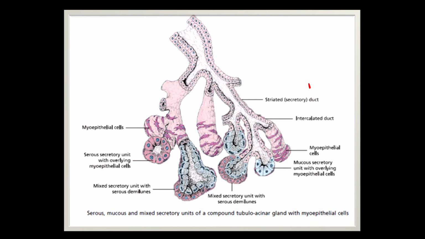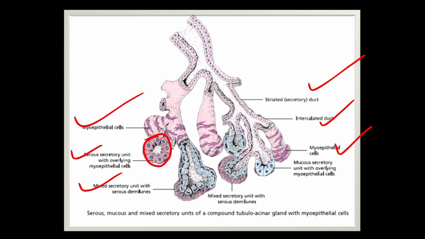So this is the striated duct, or this is the intercalated duct. Myoepithelial cells are appearing here pink like this. Then serous secretory unit with overlying myoepithelial cells. So these are the serous secretory unit. Mixed secretory unit with serous demilunes. So actually sometimes in this mixed type, here we can see this is the mucus secretory unit with overlying myoepithelial cell, and this is the serous, means watery secretion, and here the secretion is mucus type because of the mucin.